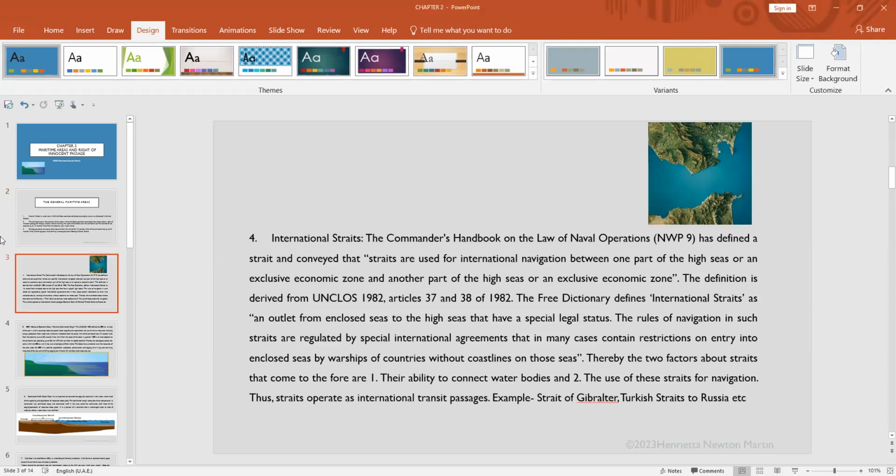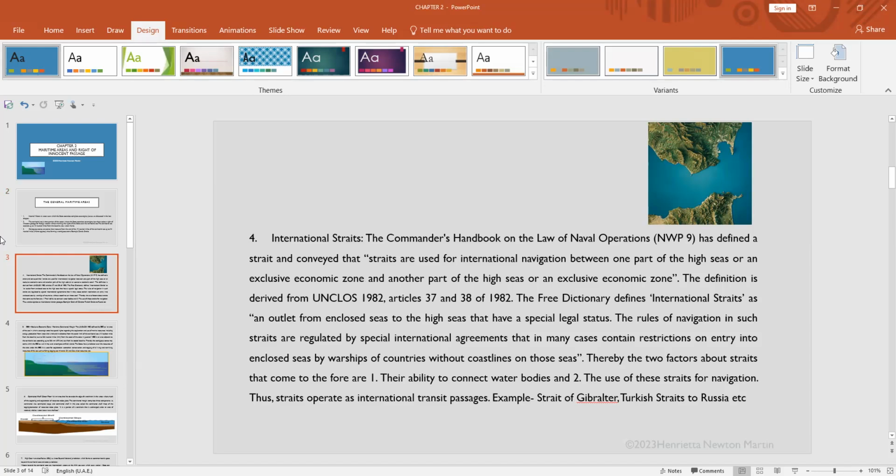Next is international straits. The Commander's Handbook on the Law of Naval Operations, NWP 9, has defined a strait and conveyed that straits are used. You can see the picture there, that's how straits look. Straits are used for international navigation between one part of the high sea or an exclusive economic zone and another part of the high sea or an exclusive economic zone. The definition is derived from the United Nations Convention on the Law of the Sea, 1982, under Articles 37 and 38 of this convention.